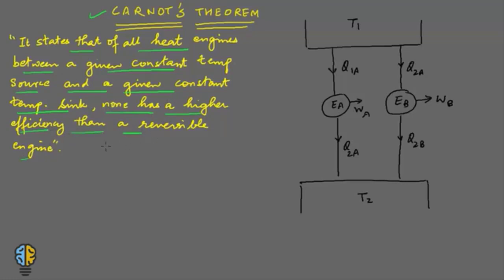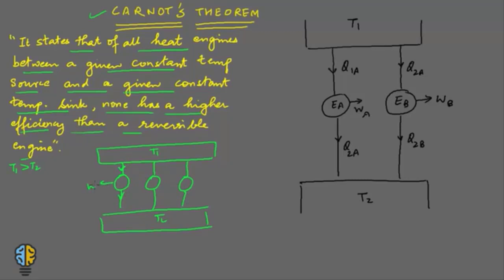So for example, I have this as my temperature source T1, and this is the temperature sink T2, and we know that T1 is higher than T2, and we have all these engines working between these temperature limits. Okay, so let us have three engines. So this is what we get: the heat input and rejection and the work output. Now this is engine 1, 2 and 3.